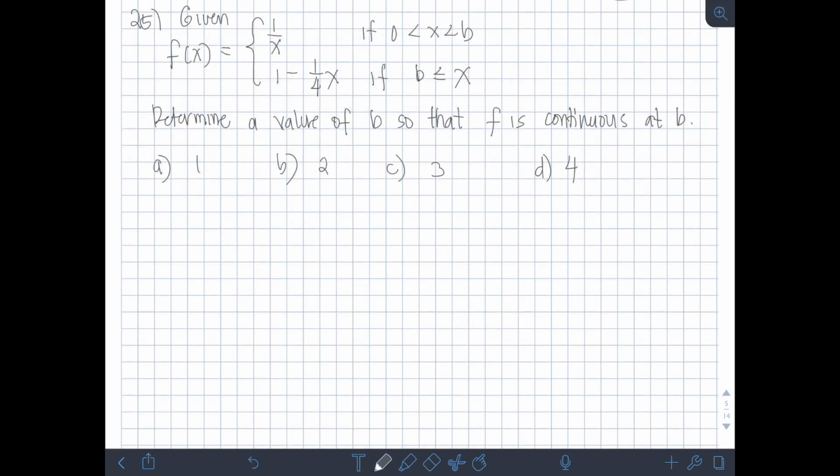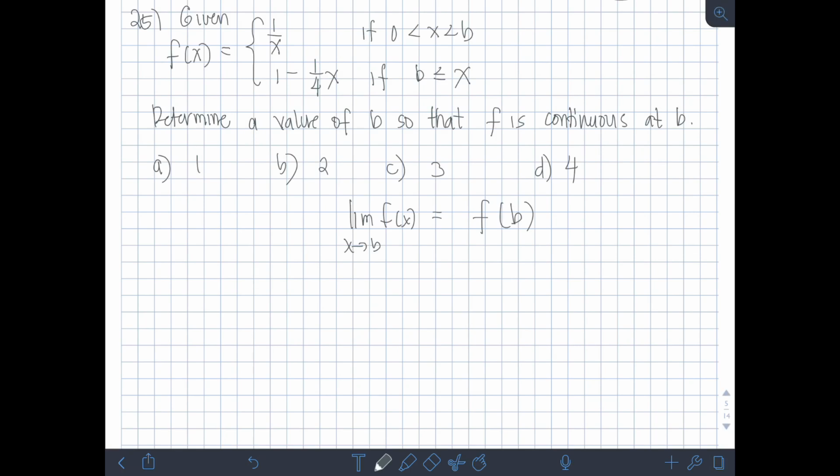Okay? Next, we have given f of x is equal to 1 over x if 0 is less than x is less than b, and 1 minus 1/4 x if b is less than or equal to x. Determine the value of b so that f is continuous at b. Okay, so application ng differential calculus. So continuity. So masasabi natin na continuous yung isang function sa isang number kung kapag in-evaluate natin yung limit ng function na yon sa value na pinapahanap sa atin, let's say itong b, at equal siya doon sa function evaluated at the same number b.